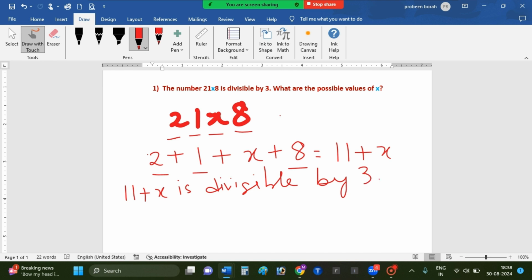Okay. So the number 11 plus x is divisible by 3. But we don't know what 11 plus x is, because we don't know what x is. We have to find out the possible values of x. That is the question. What are the possible values of x?